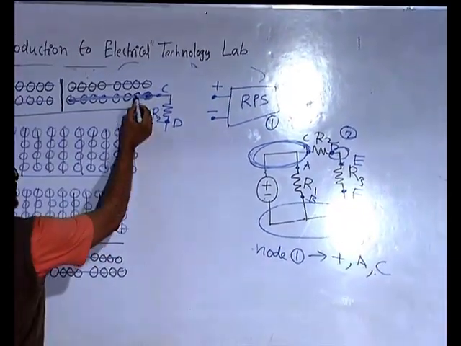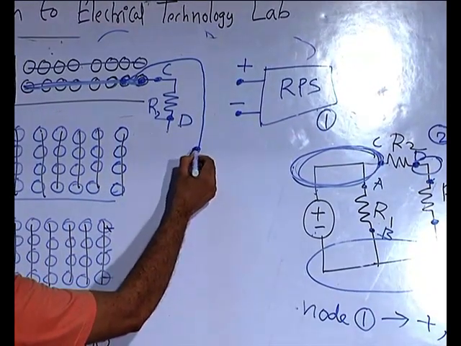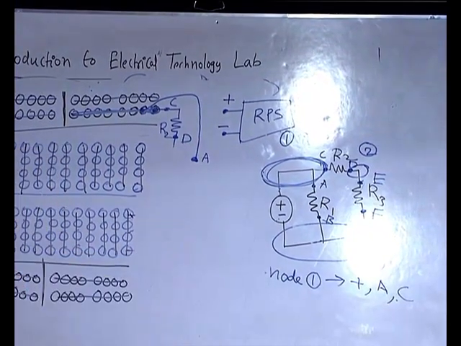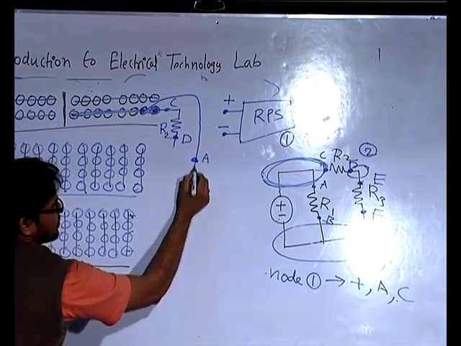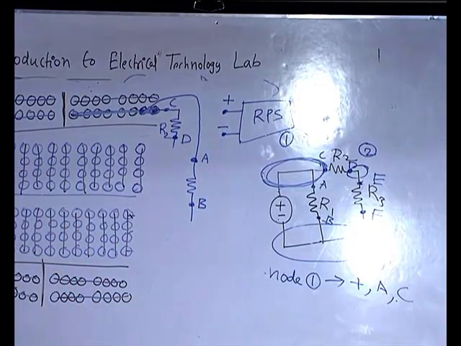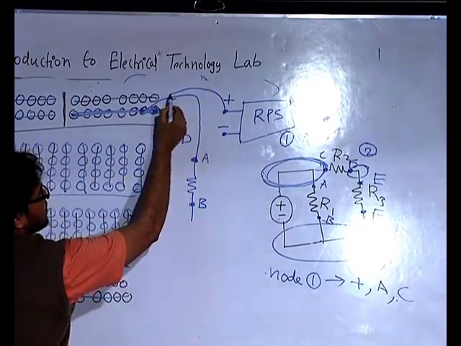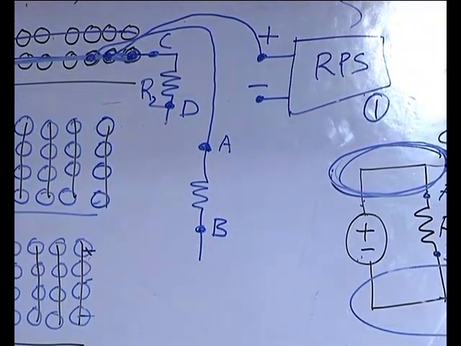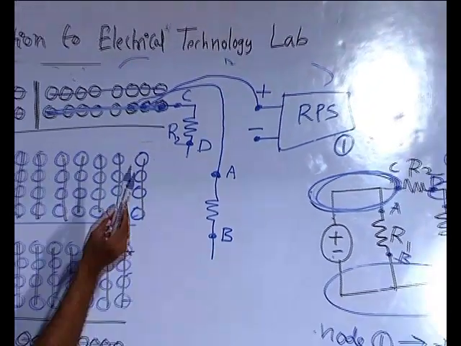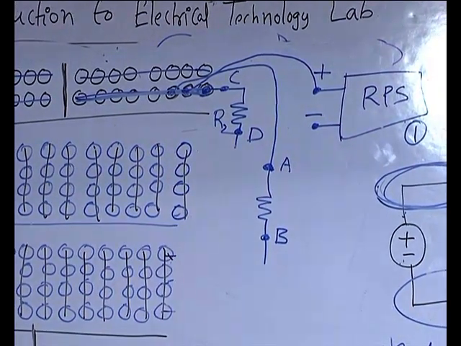Next, I will take this point as A, and this is the resistor here, and this point is B. Next, plus is left here. That plus which is coming from the RPS, once again I will connect to this junction. So what I did here, I have taken this horizontal line as node number 1. So at node number 1 I have connected plus, and I have connected C, and I have connected A. That's your node number 1 over.